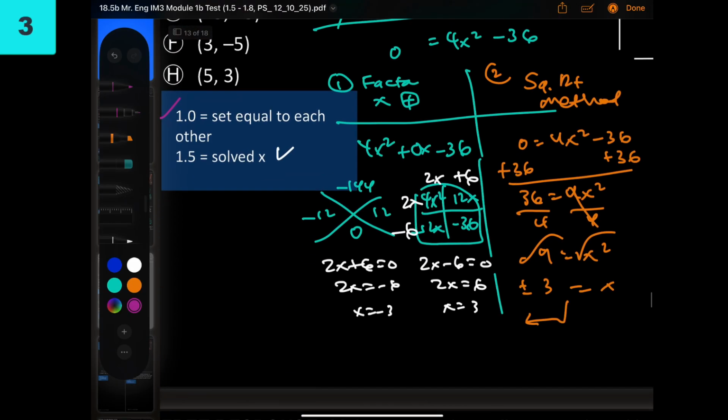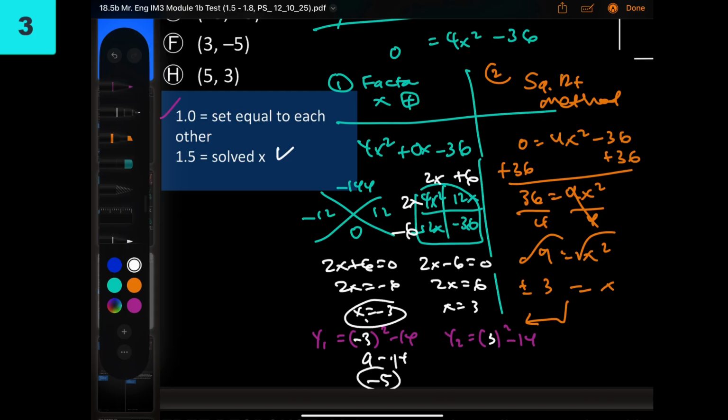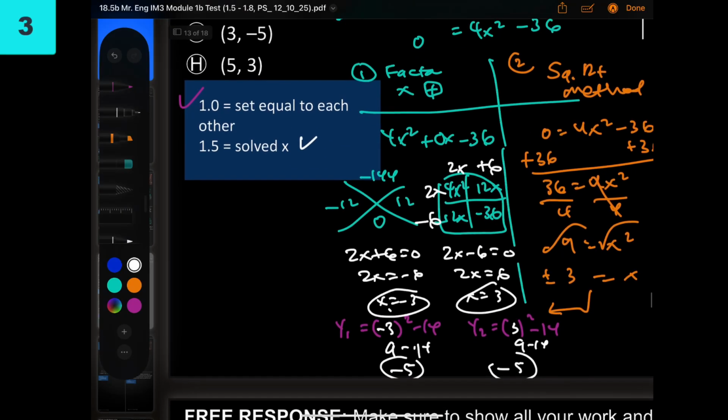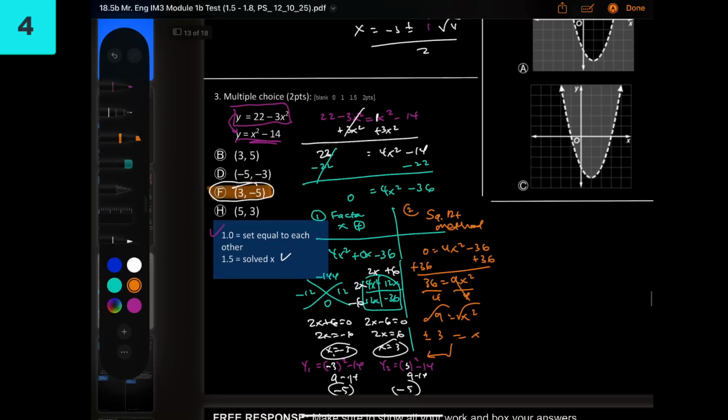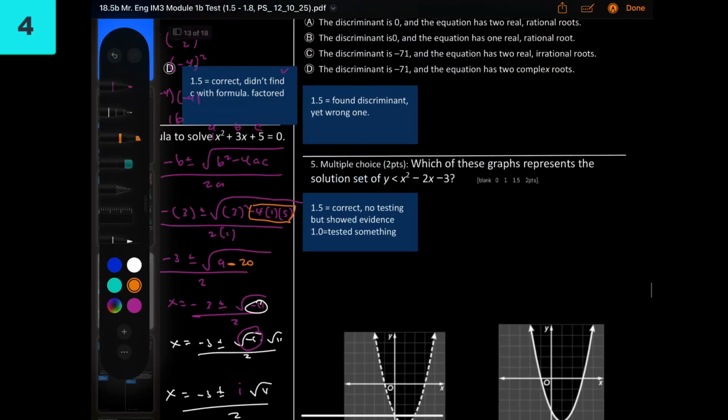y equals x squared minus 14. So now you're just putting in the x1 value, which is -3. So 9 minus 14 will give you -5. So -3, -5. Put in 3 here. So same thing, 9 minus 14 gives you -5. So 3, -5. And the only one that shows up is F, your correct answer. Okay? All right. Number 4.